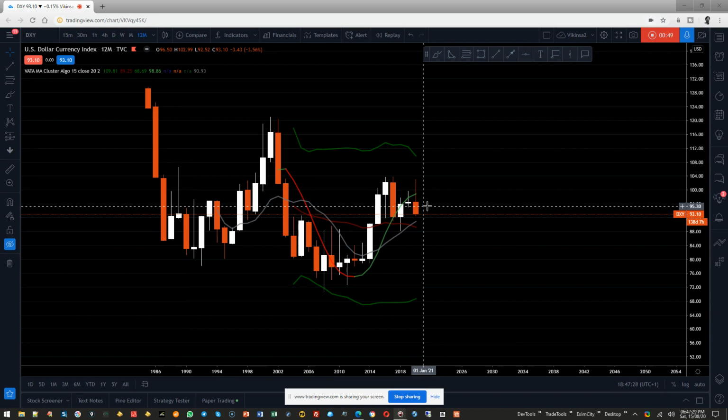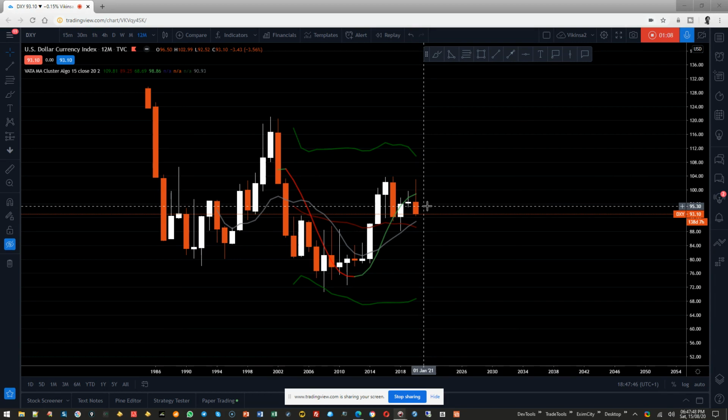Now, there is another variation to DXY, which is US Dollar, and that is owned by FXCM. It has equal weightage for all currency pairs like EUR/USD, GBP/USD. But DXY has more weightage towards EUR/USD, GBP/USD, and AUD/USD.